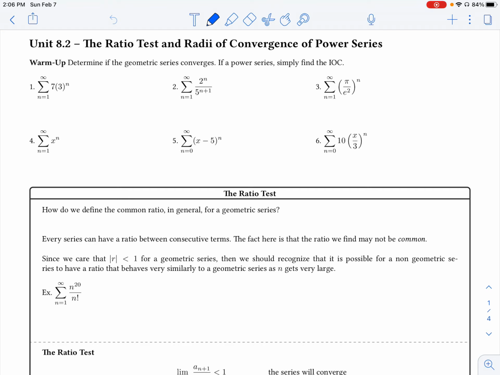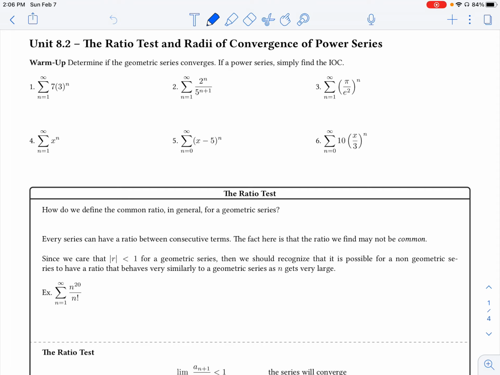And the reason why geometric series are so important to today's lesson is that it gives us an intuition for our next test, which is the ratio test, and how this particular test works. So first off, let's make sure we understand what the ratio between consecutive terms is. It's simply the value that we get when we divide the next term by the quote unquote current term.